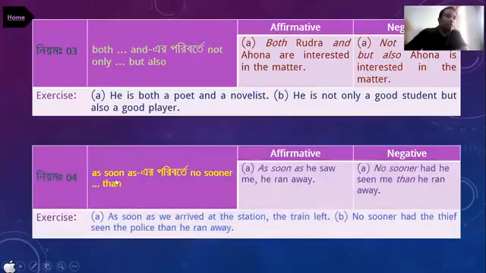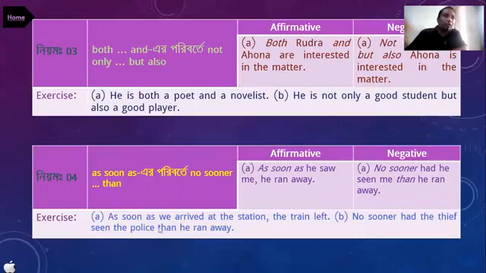Then we have as soon as. If we have an affirmative sentence starting with as soon as, we make it negative using no sooner than. You have to remember that this question may be said like this. You may be asked to make a sentence starting with as soon as comparative.